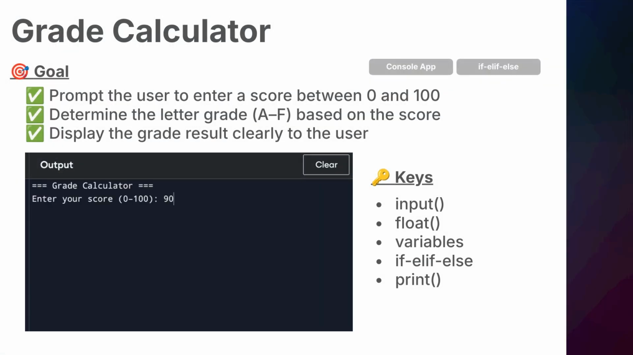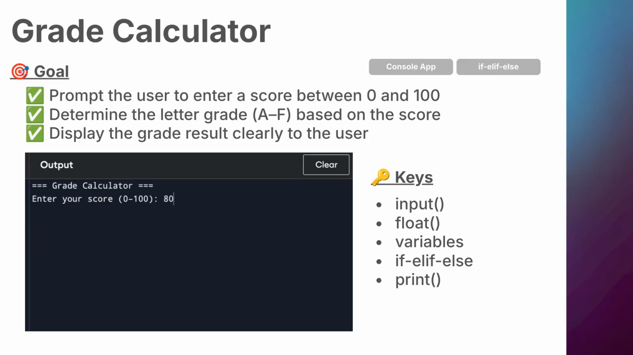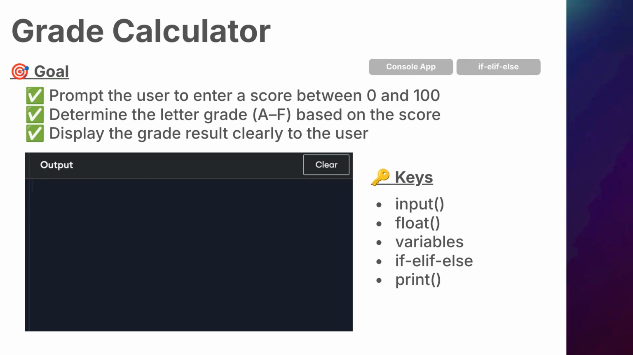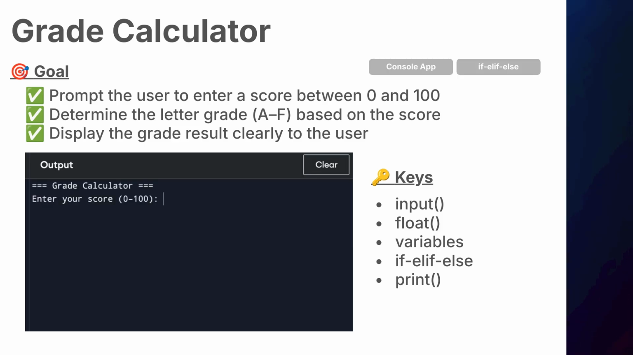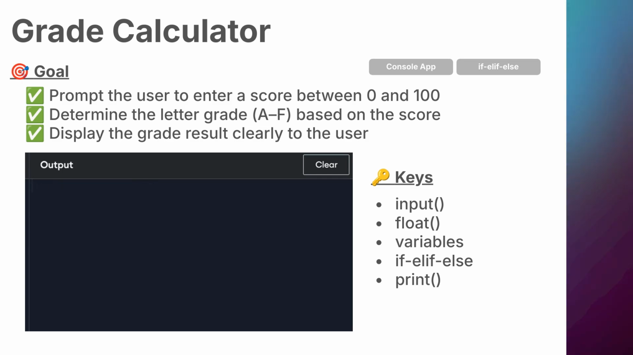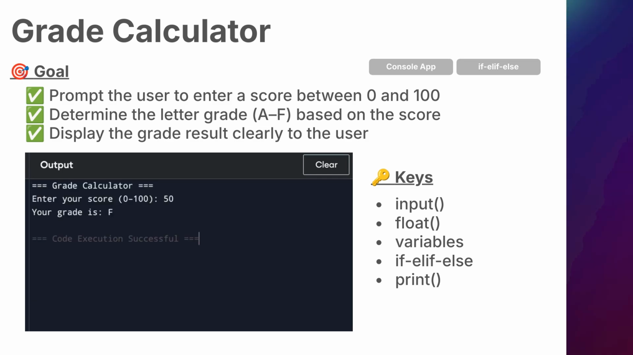That's it for this project. We built a grade calculator that takes a score from the user and instantly tells them the correct letter grade based on the grade table shown on the slide. It's a simple program, but it clearly shows how Python can take input, apply logic, and produce a meaningful result.